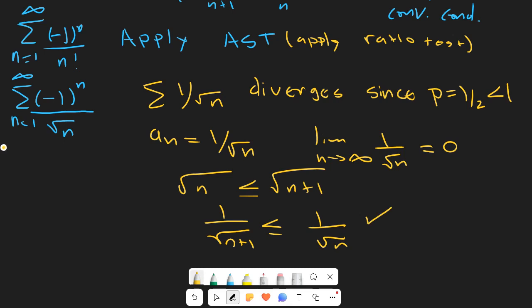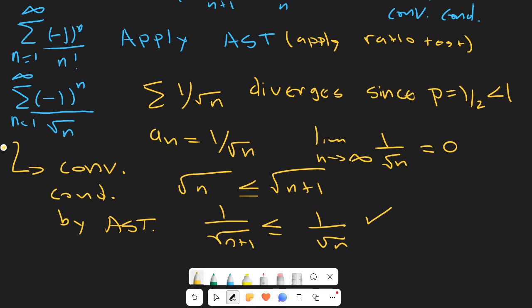So we have that this series converges. Now note that it converges conditionally by the alternating series test, right? So we have that it would definitely converge conditionally, if you will.